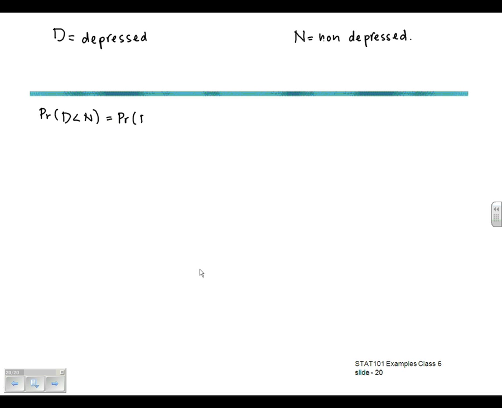Because if D is less than N, it means that N minus D must be bigger than 0, not D minus N bigger than 0. Very important here that we get that the right way round. If D is smaller than N, then N is bigger than D, and so we're going to write here the probability that N minus D is bigger than 0. That's what we're considering in order to calculate this probability. So we want the probability that N minus D is bigger than 0.